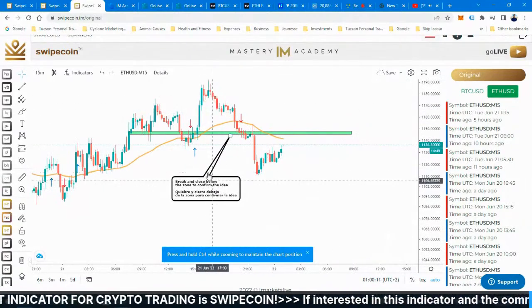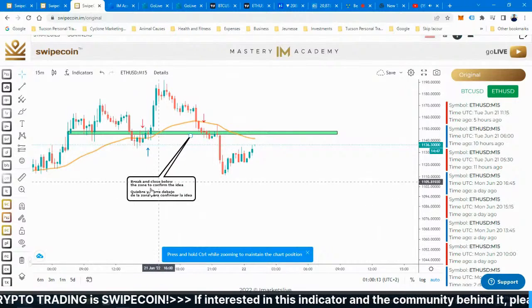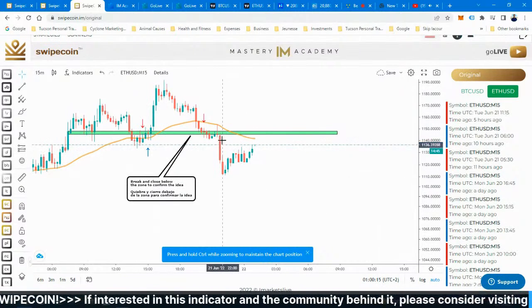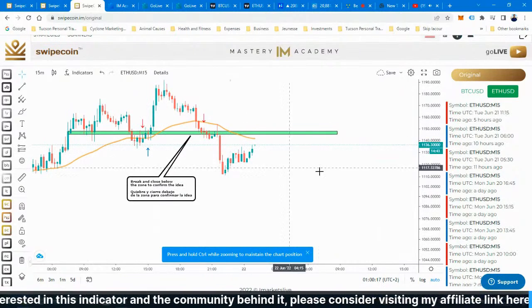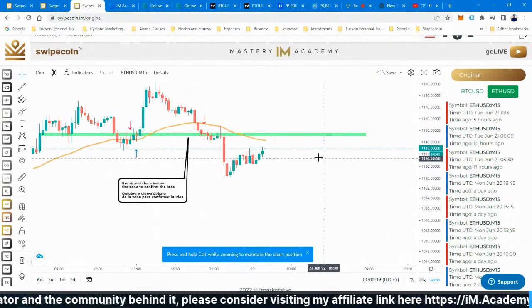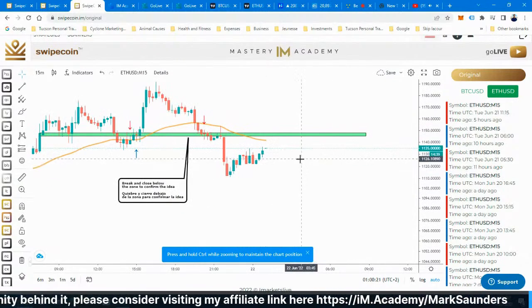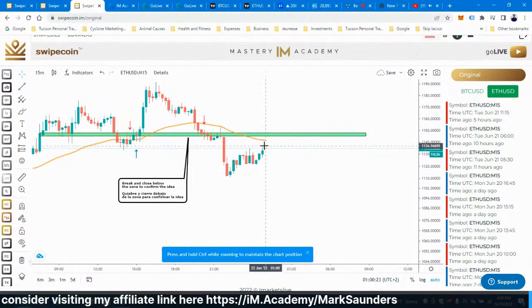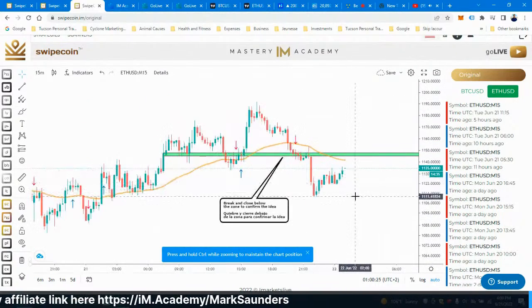Right away, you see the computer itself gives you a break and close below. If you would have taken this, you could have scalped this right here. Now we'll see if the idea holds or not. Is it going to break back up or is it going to break down? We just have to see what happens.